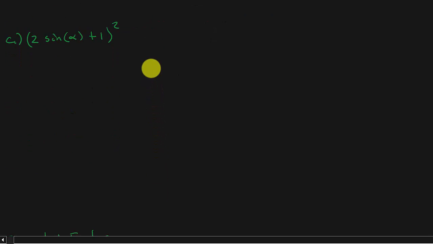All right. Now, on this one, we got 2 sine alpha plus 1. So remember to square that, that is 2 sine alpha plus 1 times 2 sine alpha plus 1.